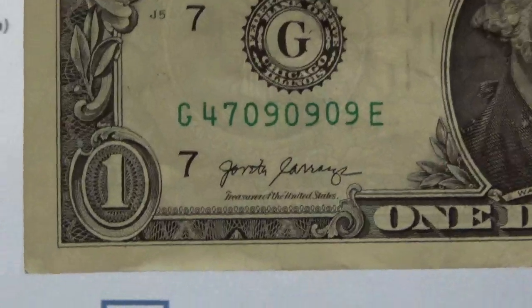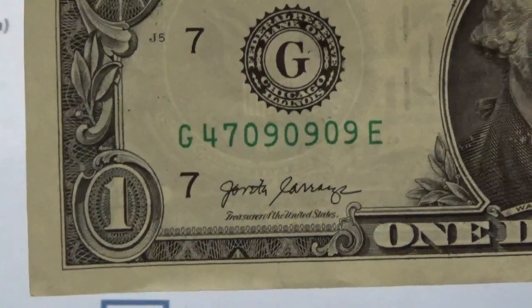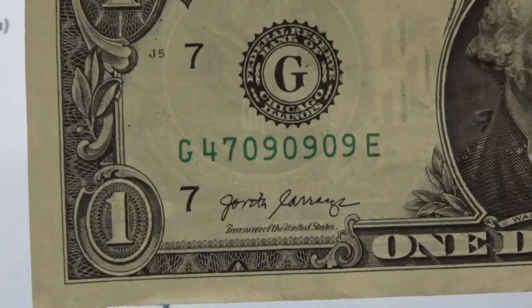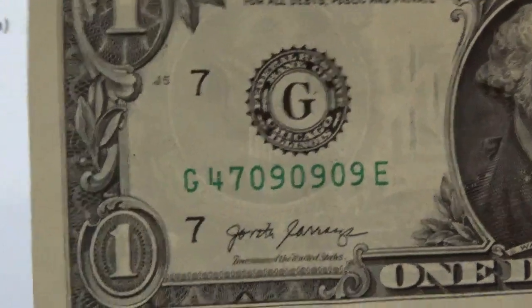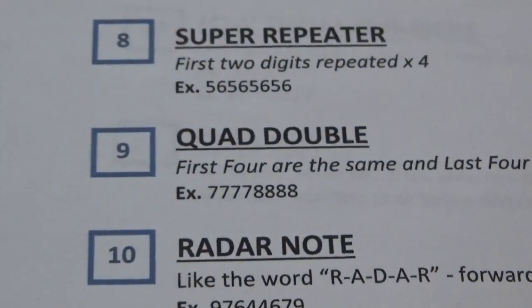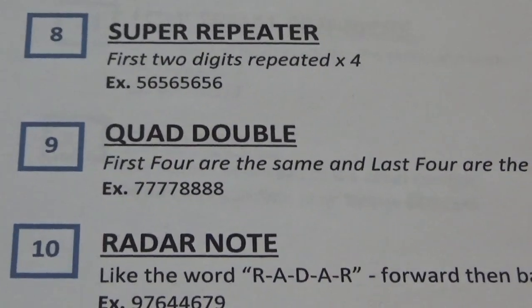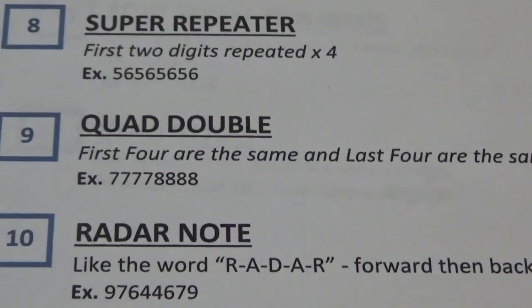And I had an almost for this one. As you can see, I had 09s all the way through except for the first 2, 47. So had that been a 09, this would have been a super repeater worth excellent money, all right? Next one, we're looking at quad doubles. The first 4 are the same, and then the last 4 are the same, okay? So you can see that example, quad doubles.